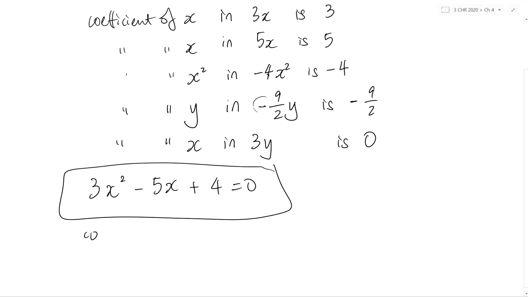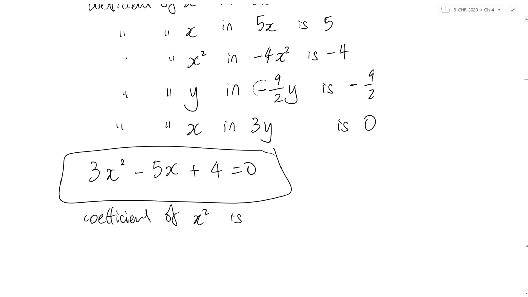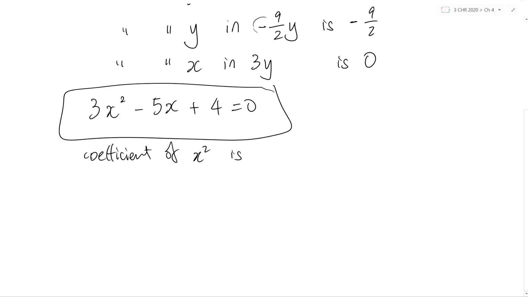What is the coefficient of x squared? What is the coefficient of x squared? 3. Good. What about the coefficient of x? Good. And the last one, what is the constant? It is 4. The constant term is 4.